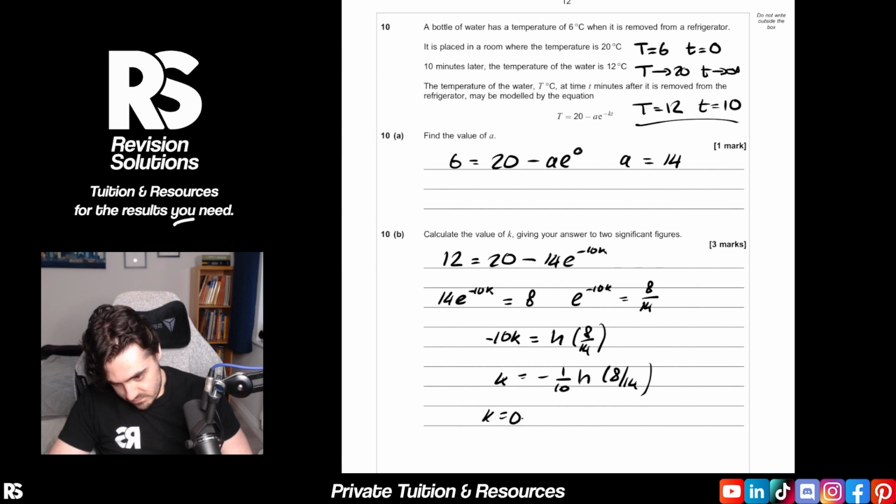So 0.055961, and then we want to round it to two significant figures. So the first significant figure would be this 5 here, and then the second significant figure would be here, but that's going to go up one if we round to there, because that 9 is going to round up, so it would be 0.056 to 2 sig figs.